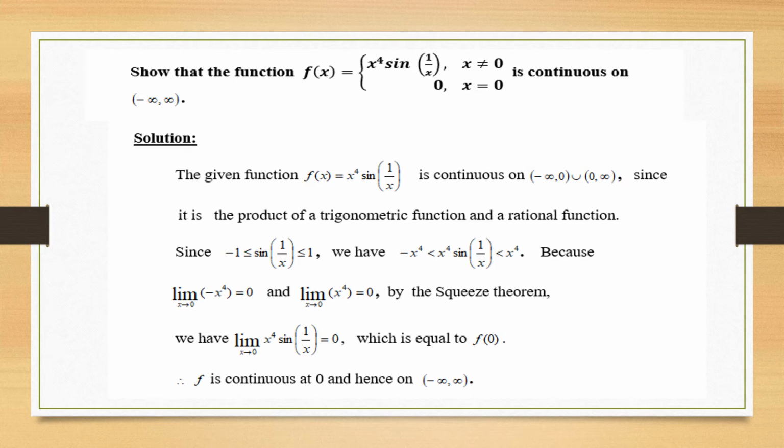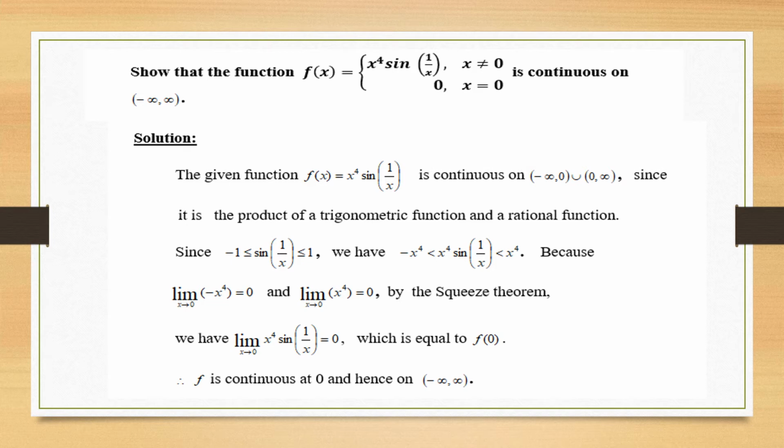How do you find this? This can be seen from the first video on domain and range. At x equal to 0, it becomes 1 upon 0, which is infinity, and sine of infinity is undefined there. So you just use the union.